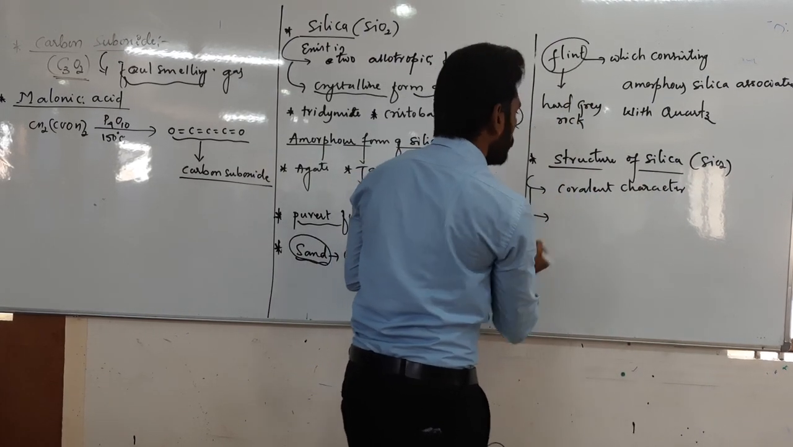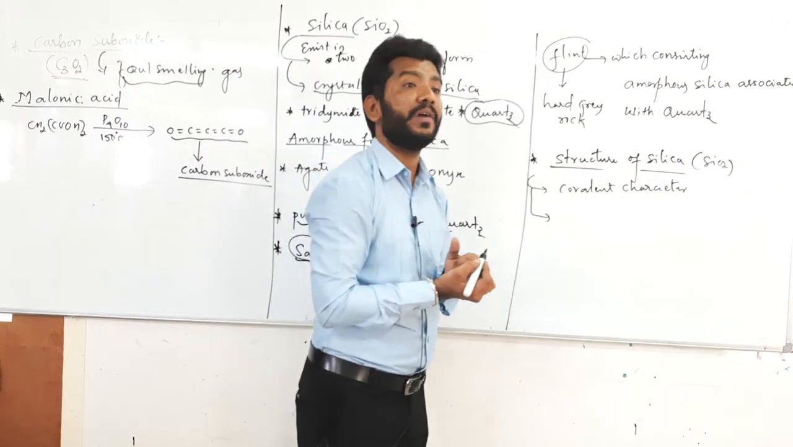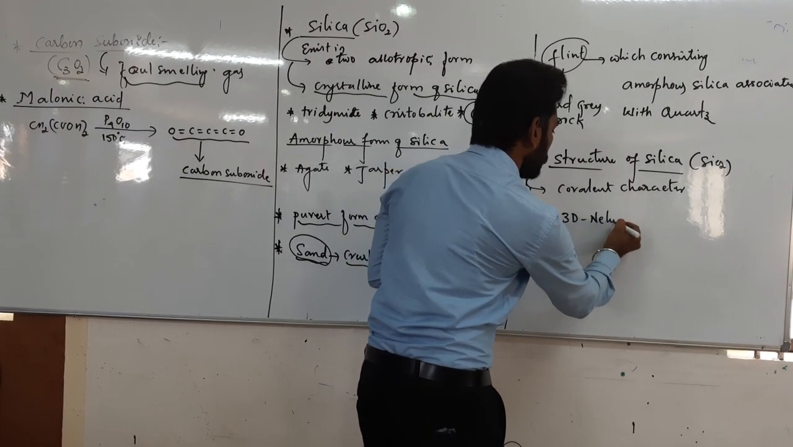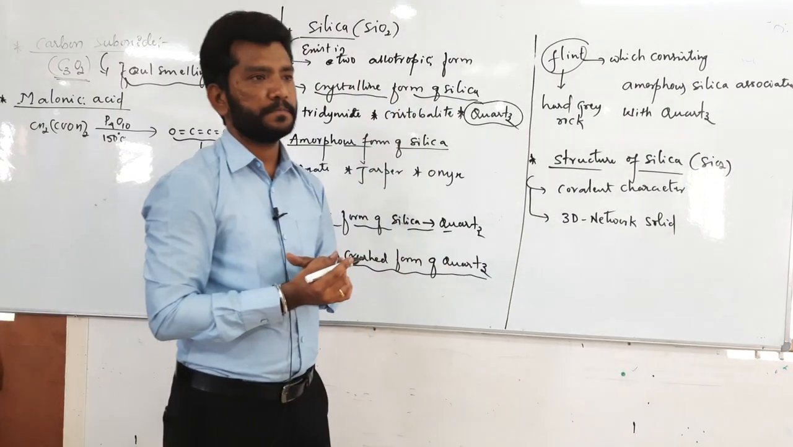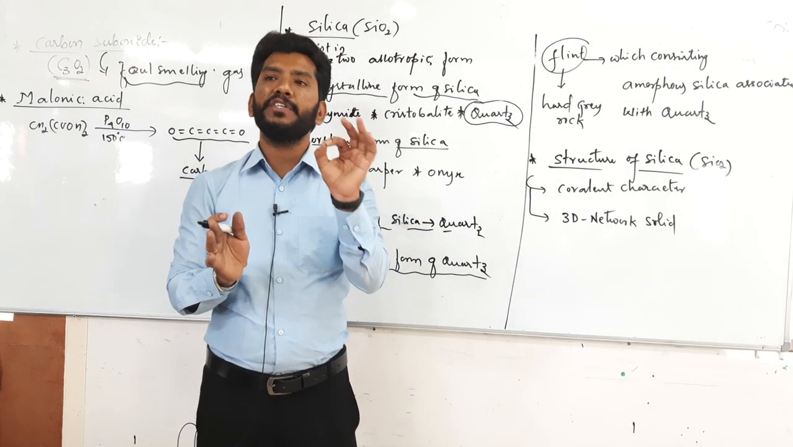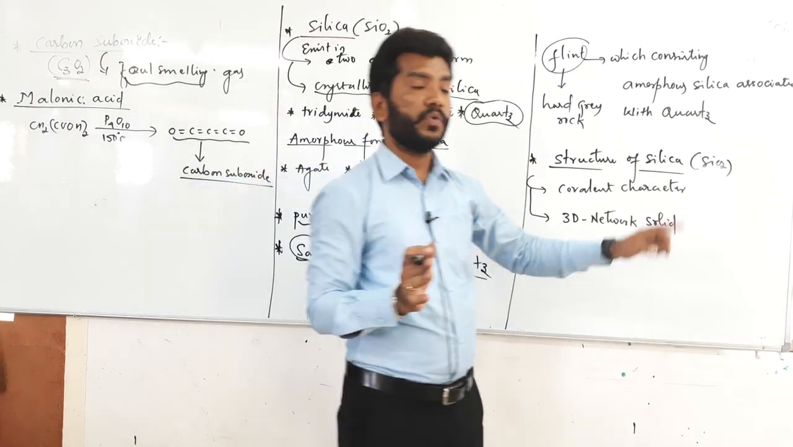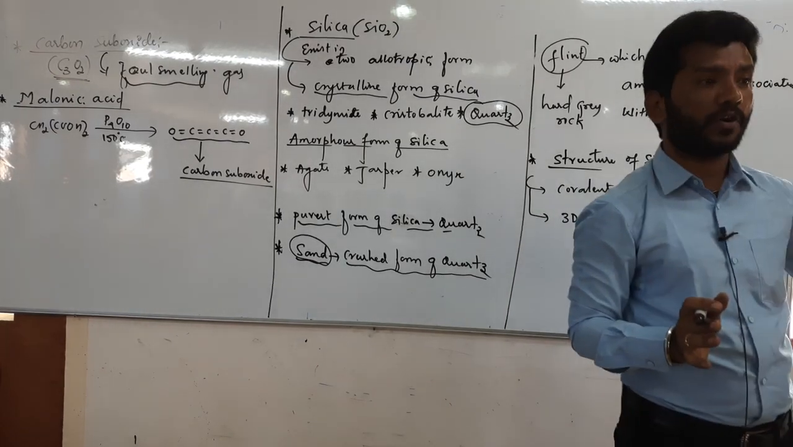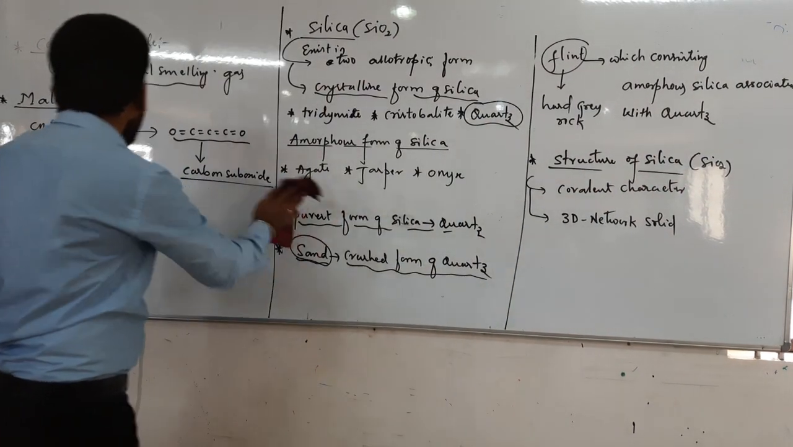So why? Because silica is one of the three-dimensional network solids, guys. It is one of the three-dimensional network solids. And one thing you must know is that in the case of silica, each silicon atom is tetrahedrally surrounded by 4 oxygen atoms, and in turn each oxygen atom is bonded with another silicon atom. If you see the structure, you will come to know what I am telling right now.